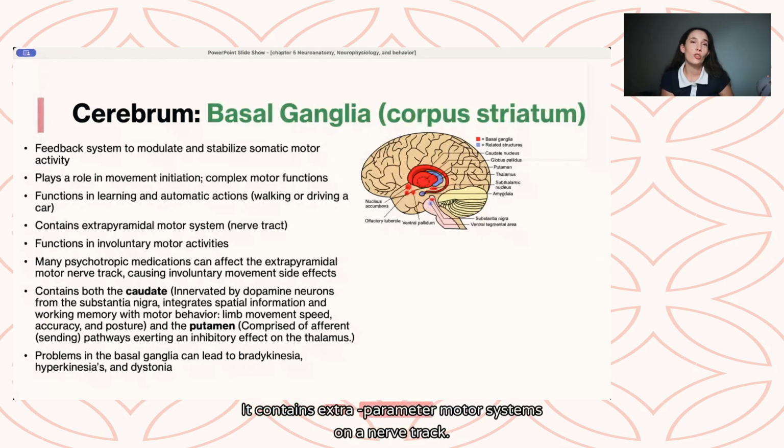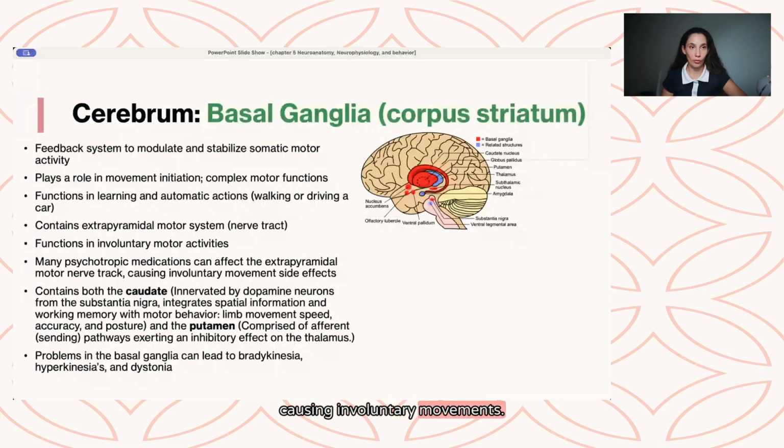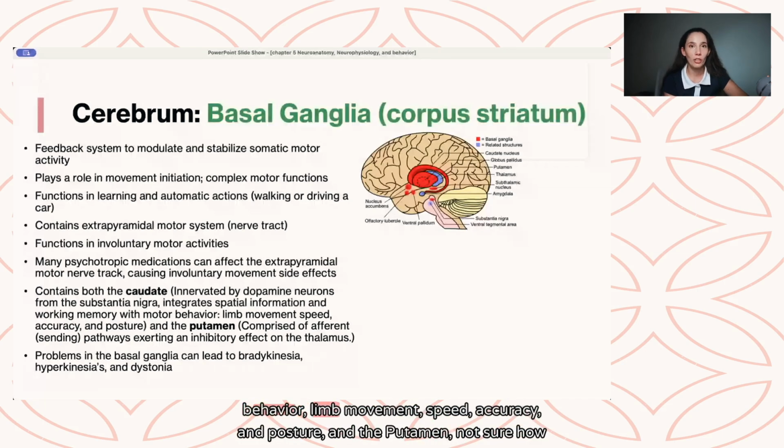It contains extrapyramidal motor systems on a nerve tract. It functions in involuntary motor activity. Many psychotropic medications can affect the extrapyramidal motor nerve tract, causing involuntary movements. It contains both the caudate, which is innervated by dopamine neurons from the substantia nigra, integrates spatial information and working memory with motor behavior, limb movement, speed, accuracy, and posture.